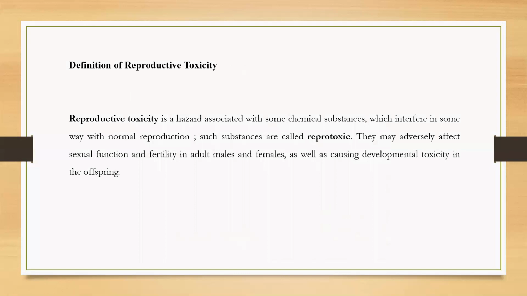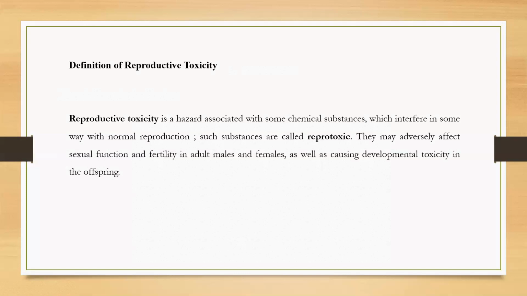Let's come to the next point, which is the definition of reproductive toxicity. When the term reproductive toxicity comes up, we have to be sure what reproduction is. Reproduction is a biological process by which new individual organisms, that is the offspring, are produced from the parents. Now, what is reproductive toxicity? We have learned what reproduction is.